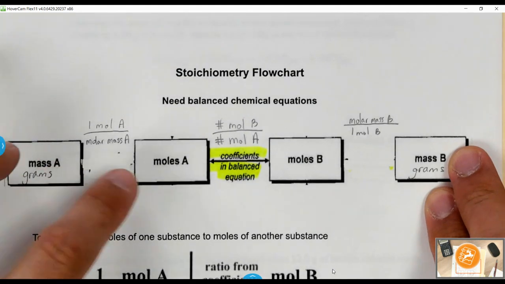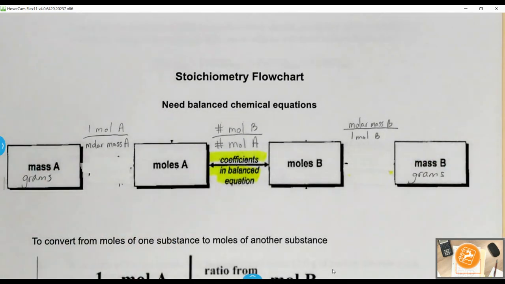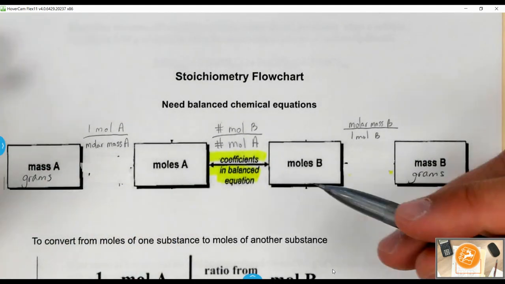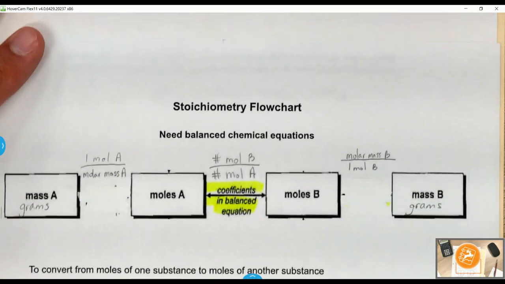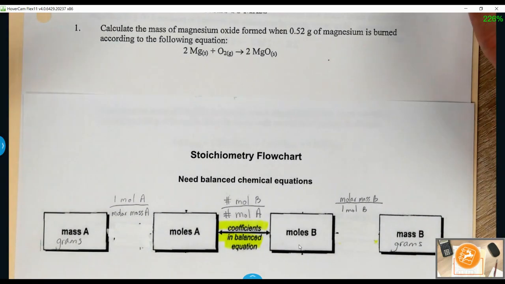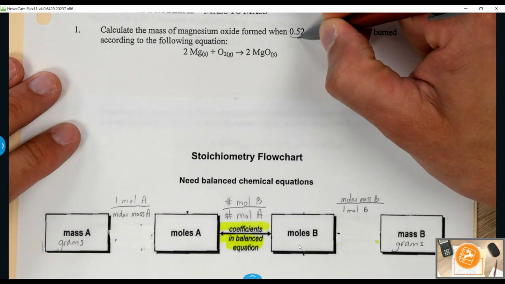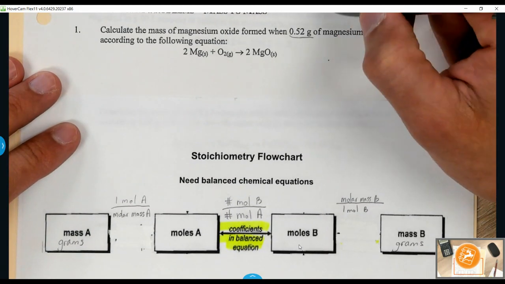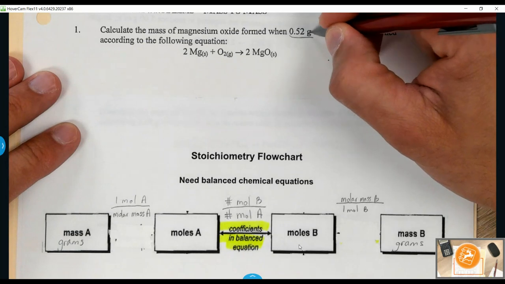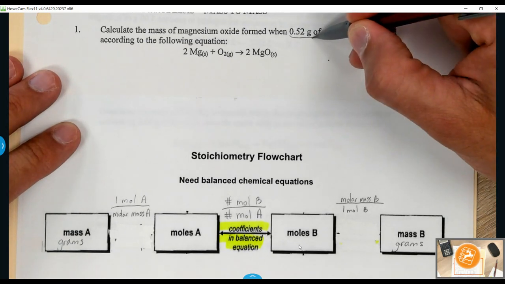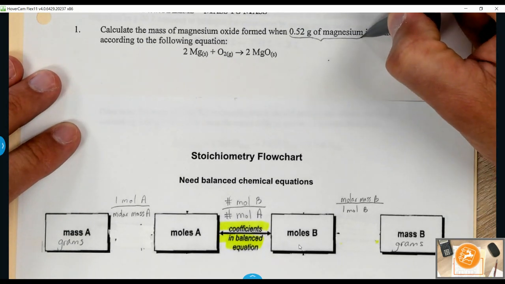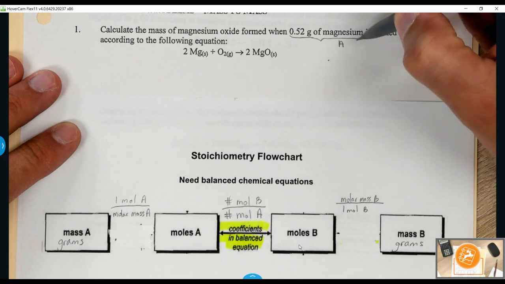How do I know what I'm looking for and what I'm given? How do I identify what is substance A and what is substance B? I'm going to pretty much tell you that for the problems we are doing, you're given a number here. That's going to be substance A. So 0.52 grams of what? Just magnesium. So that's substance A.